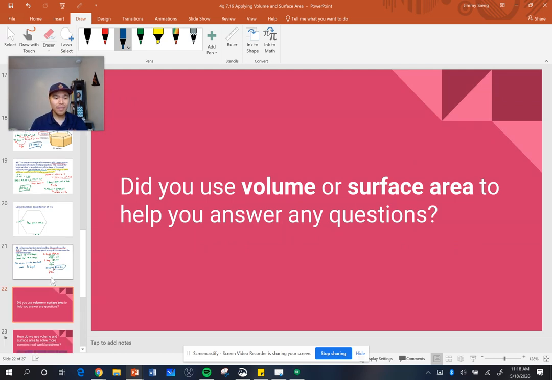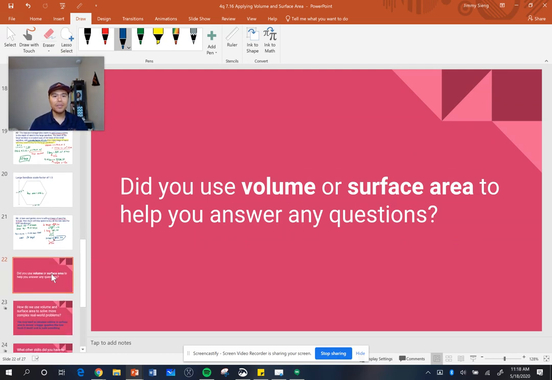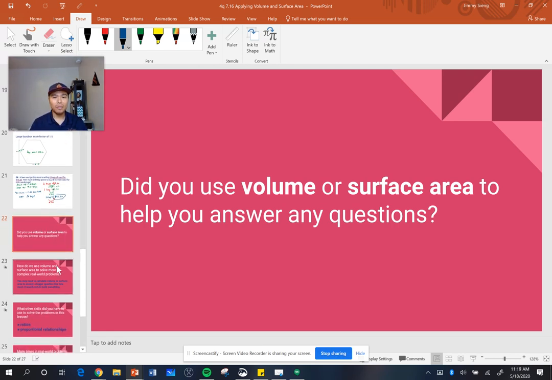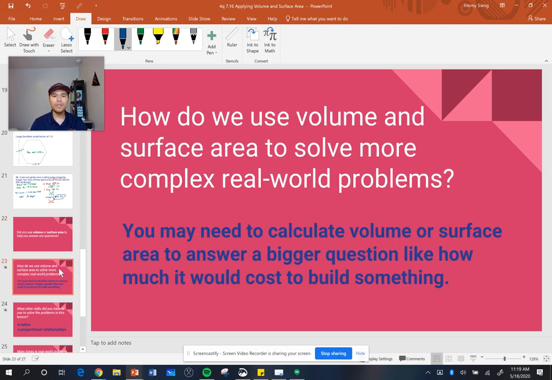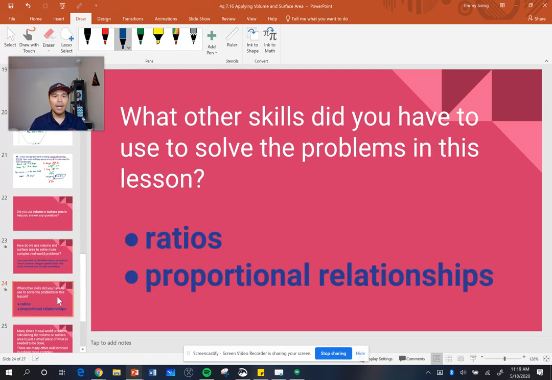Okay. So some questions to wrap it up. Did you use volume or surface area to help you answer any questions? We used both of them technically. The last sandbox question we used was particularly with volume, right? So how do we use volume and surface area to solve more complex real world problems? You may need to calculate volume or surface area to answer a bigger question like how much it would cost to build something, right? The overall picture is we use volume and surface area to figure out how much it would cost to build something.